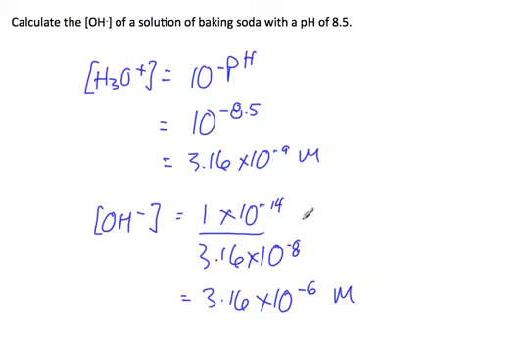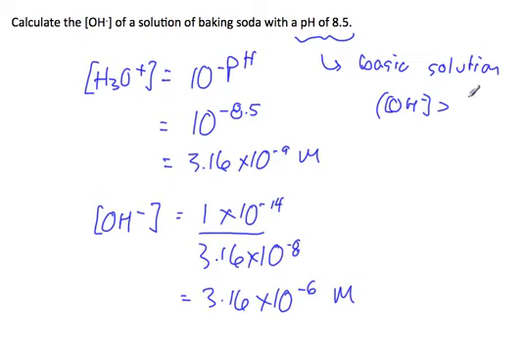So two simple little calculations allow you to convert from the pH of a solution to its hydroxide ion concentration. And obviously, in terms of where the solution lies on the pH scale, a pH of 8.5 means this is actually a basic solution. That is borne out by the fact that the hydroxide ion concentration is greater than hydronium. So it's not at neutrality, and because hydroxide is greater than hydronium, it's basic.